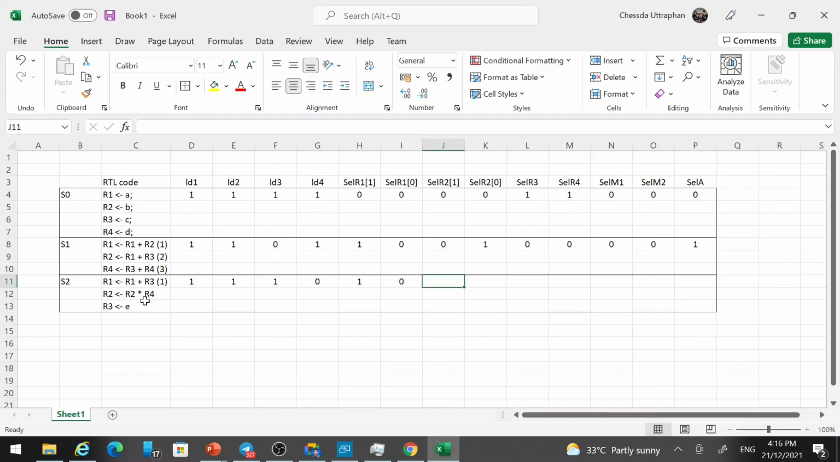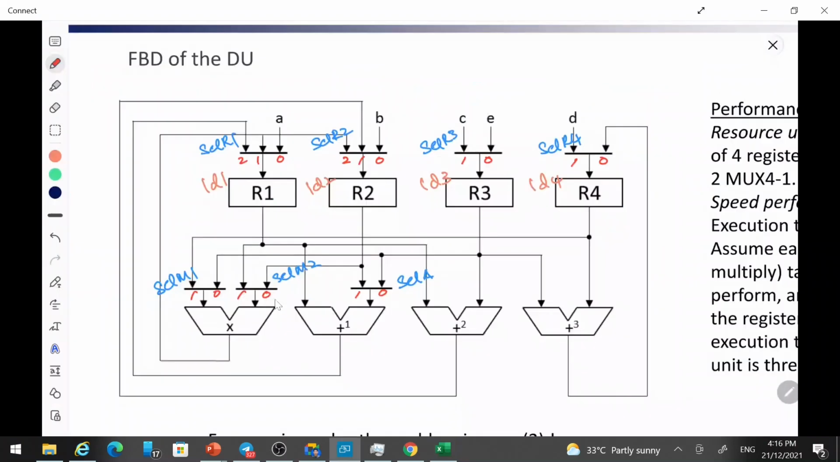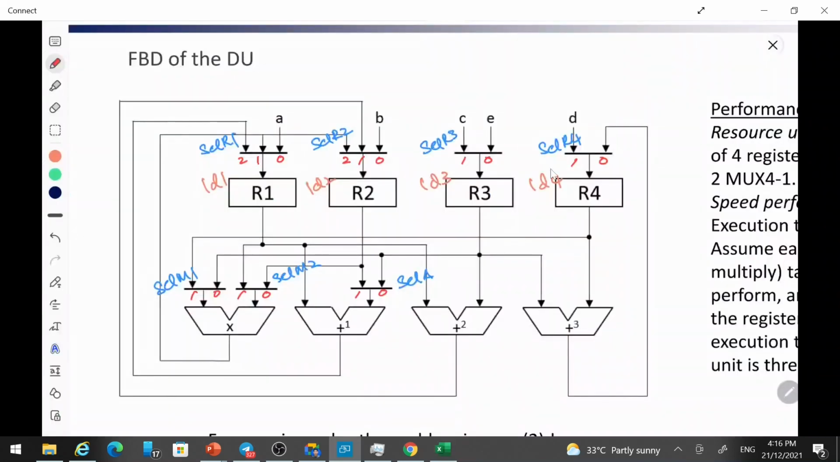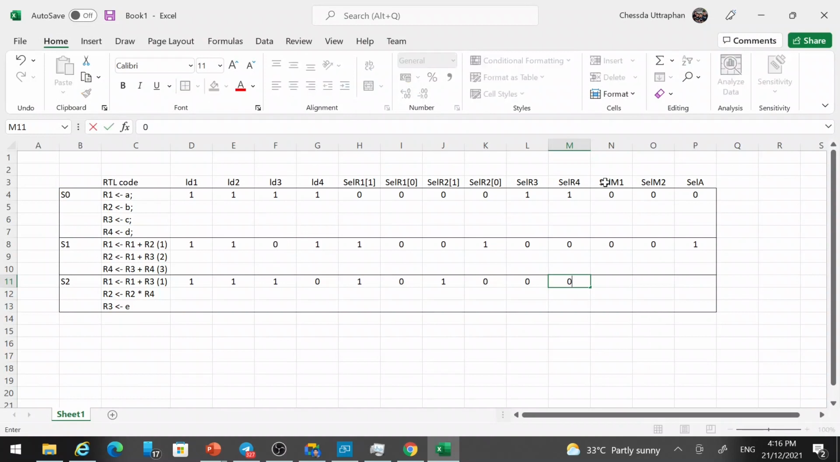And next is this one, R2. Do we want to write anything to R2? Yes, R2 is from the multiplier. So we need to look at the multiplier here. Multiplier to R2, which is this 1 0. So we should have 1 0. SEL R3, yes, we want E, so it should be 0. SEL R4, we don't want to write anything into R4, so make it 0.